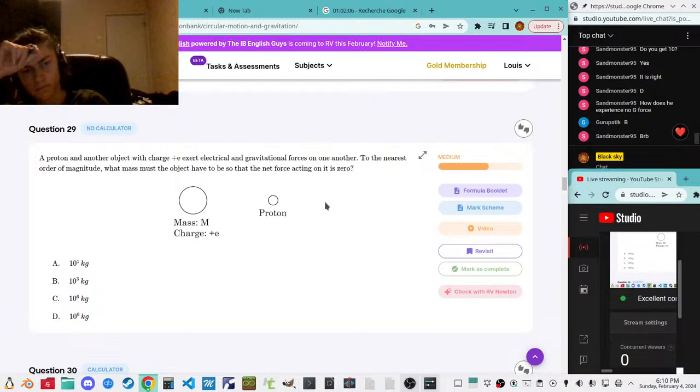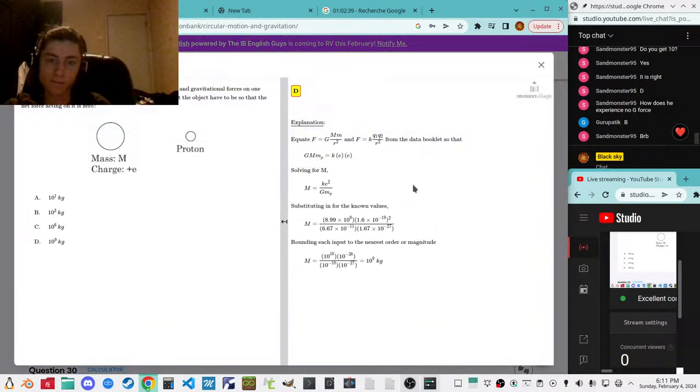This sucks. Let's ignore the constants. We need all the constants, don't we? The proton thing and what's plus E? Plus E, so proton is at plus E, so E squared. Why don't we have a distance between them? Okay, I don't know. Let's guess C or D.